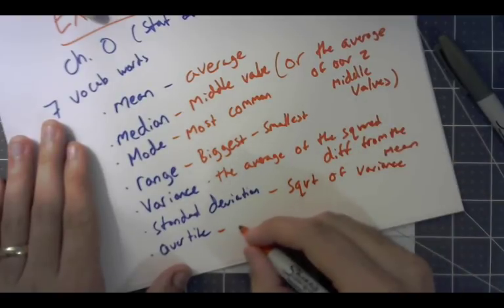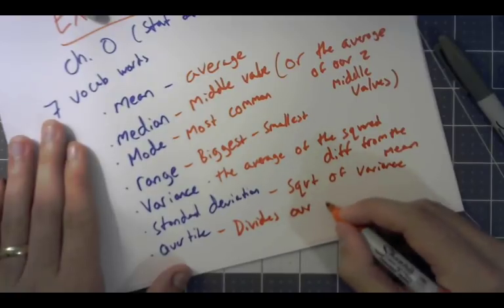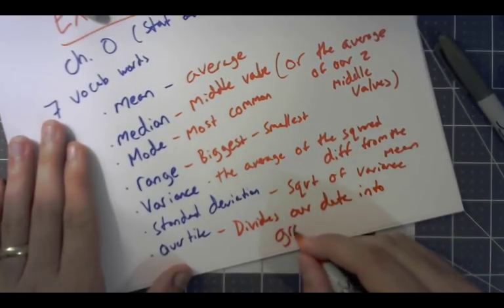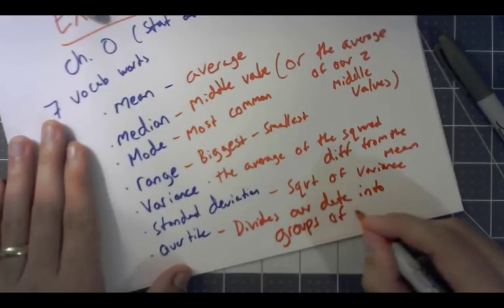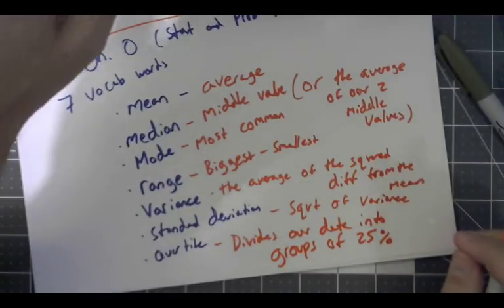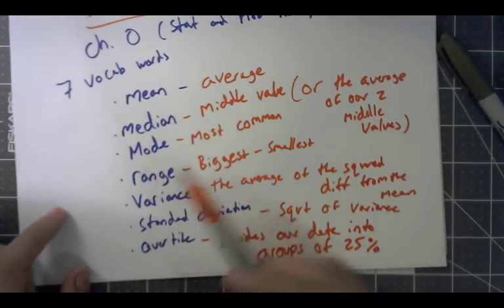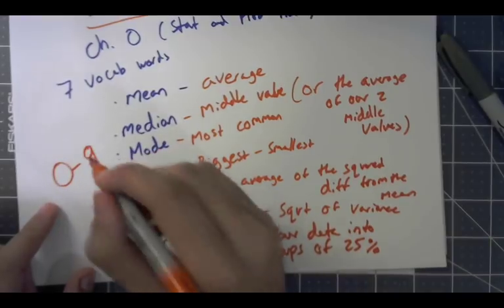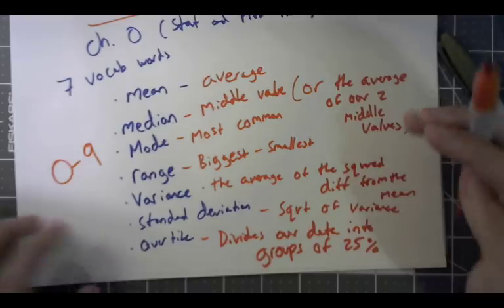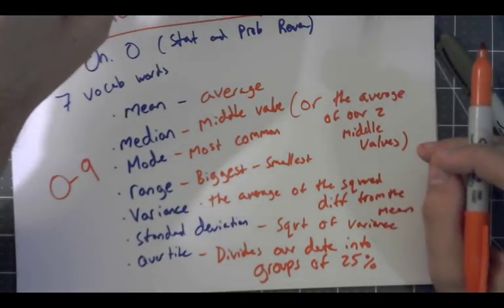Lastly, quartile divides our data into groups of about 25%. So these are our 7 big ideas we talked about in chapter 0. And then I want to do a quick example and show you how we get this kind of stuff on your calculator. If you have specific questions, put them in the chat.